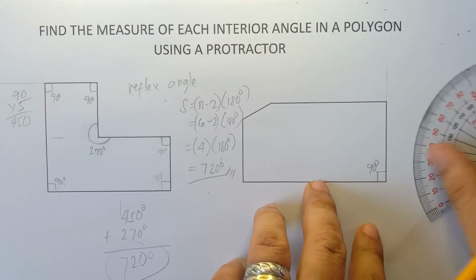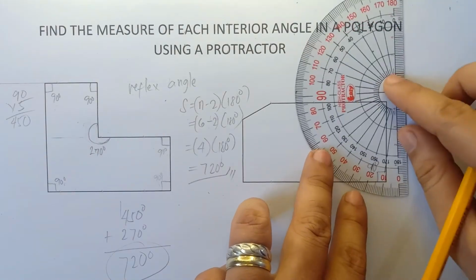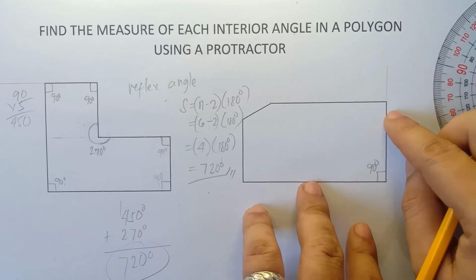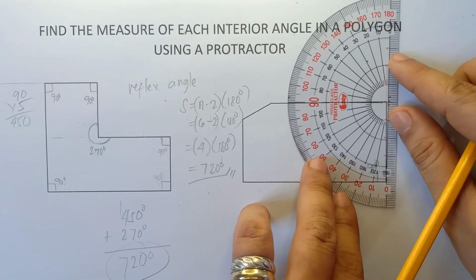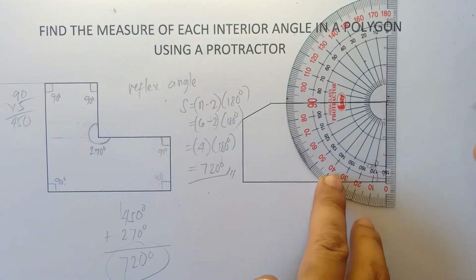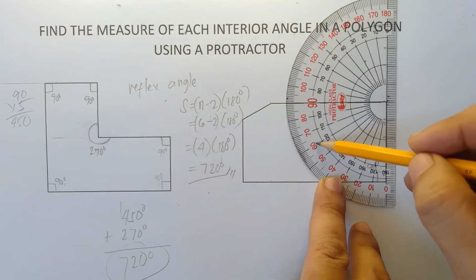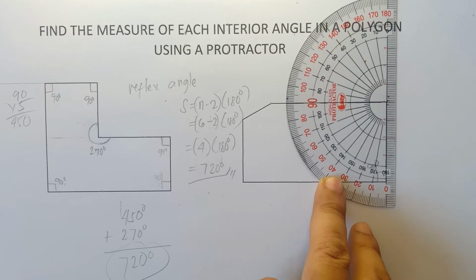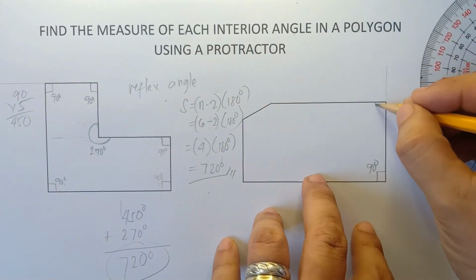Alright, so this one, class, we align 0 in this particular line, and this will be the center part of our protractor. Once again, class, always double check, class, with regards to your angle. So let's check another 90 degrees, class. So 10, 20, 30, 40, 50, 60, 70, 80, 90. Another 90 degrees. Okay, this is 90 degrees.